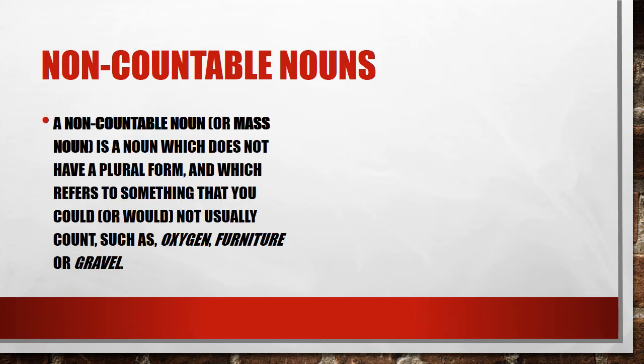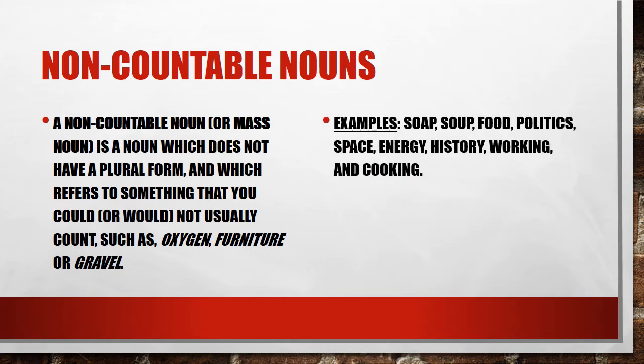Now, a non-countable noun, or mass noun, is a noun which does not have a plural form and which refers to something that you could or would not usually count, such as oxygen, furniture, or gravel. Some more examples: soap, soup, food, politics, space, energy, history, working, and cooking. Now, you can't count space. You can count the planets in space or the stars in space, but you cannot actually count space, and that is why it makes it a non-countable noun.